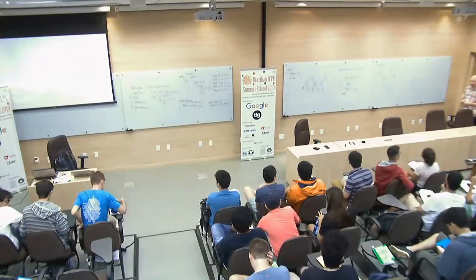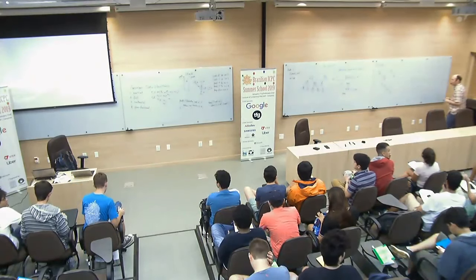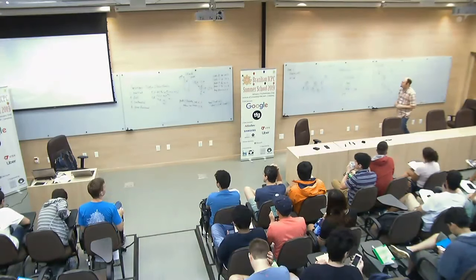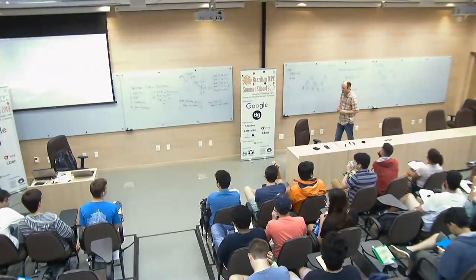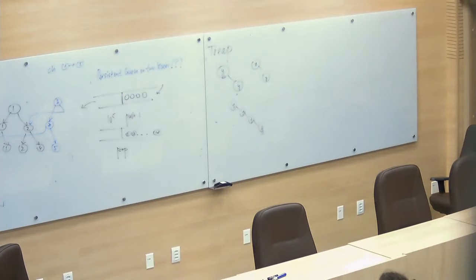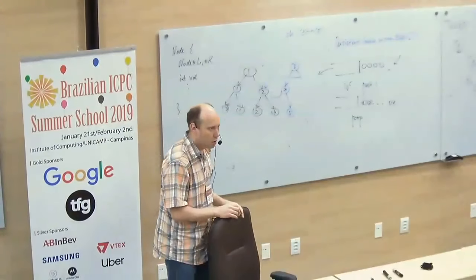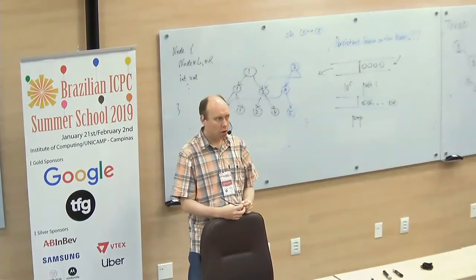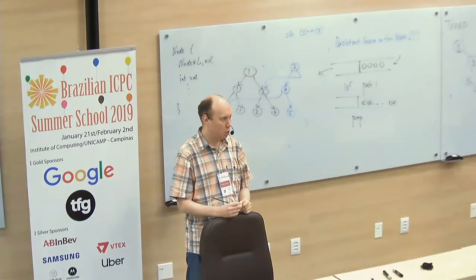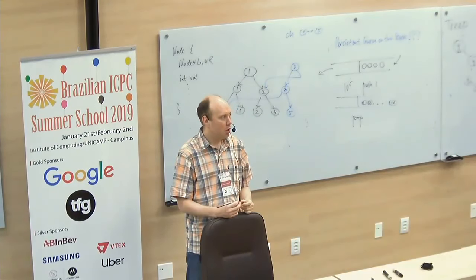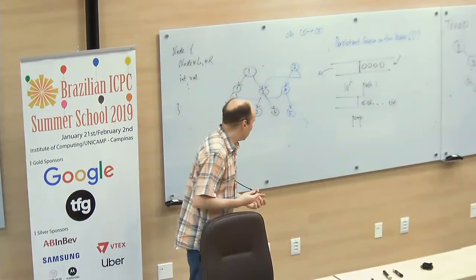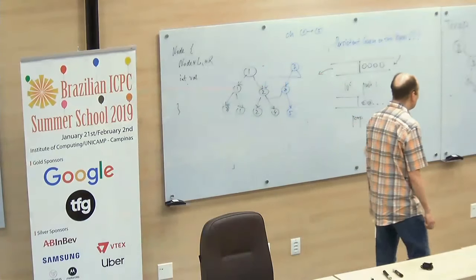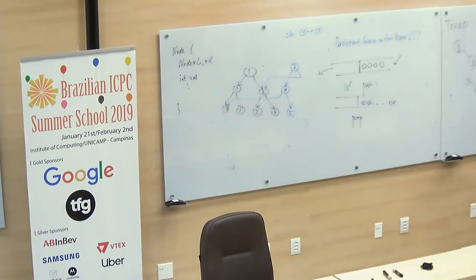Okay, let us continue. We have seen two problems. Let's start the second part of our class. We're talking about how to solve these problems, because we would like to have a persistent queue, we would like to have a persistent treap.